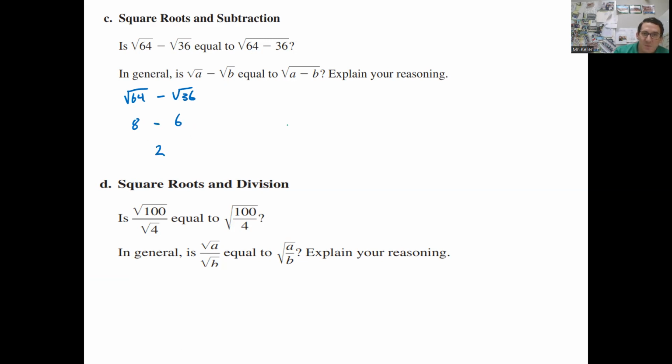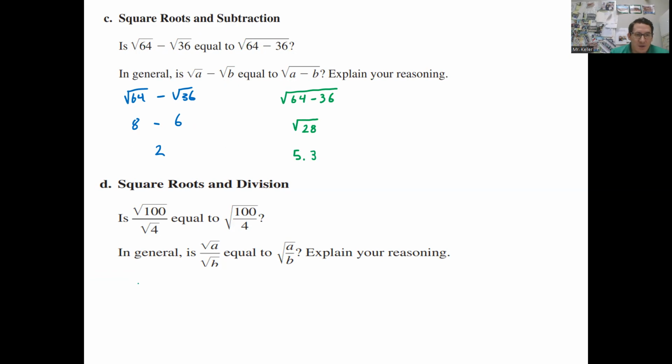All right, let's see if it's equal if we were to do 64 minus 36 together like that. 64 minus 36 is going to be, what was that, 28? The square root of 28 comes out to 5 point something. Not sure off the top of my head, 5.3 or so, something like that. No, they are not the same. So you cannot subtract roots like we have up here.